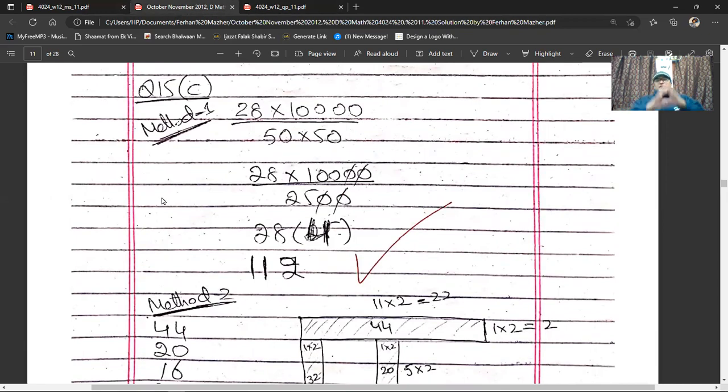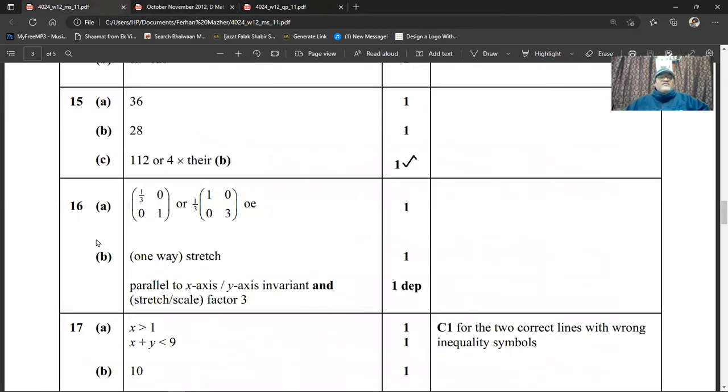So the area of the path is 28 meters square. I will convert that into centimeter square. When you convert meter square into centimeter square, you multiply with 10,000. So 28 multiply 10,000 divided by the area of the tile, that is 50 centimeter multiply 50 centimeter. So 28 multiply 10,000 divided by 2,500, the zeros cancelled. So 28 into 4, that will be 112. So 112 tiles are needed. So our answer is right.